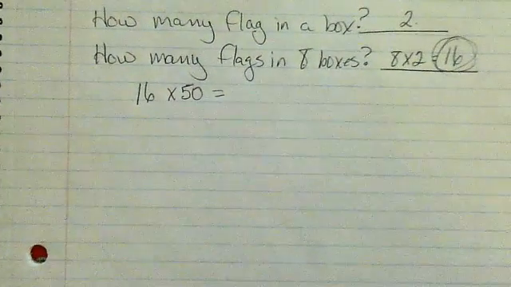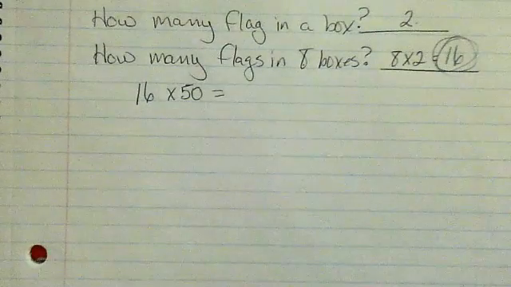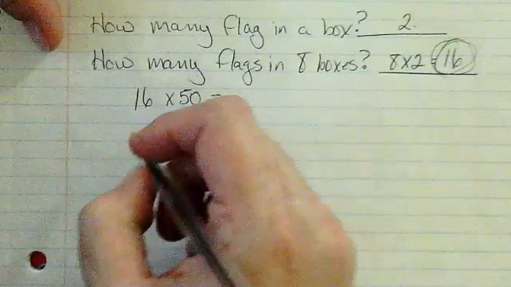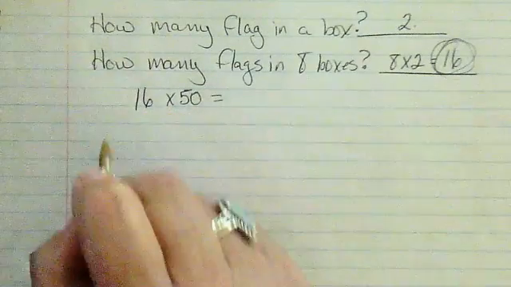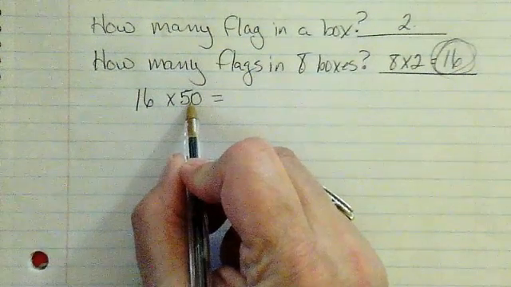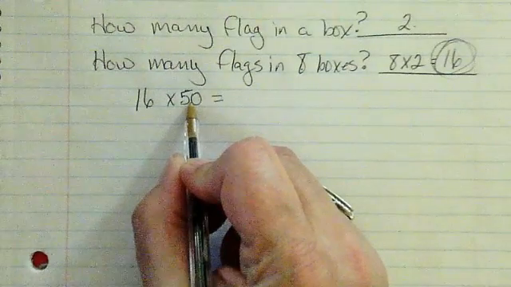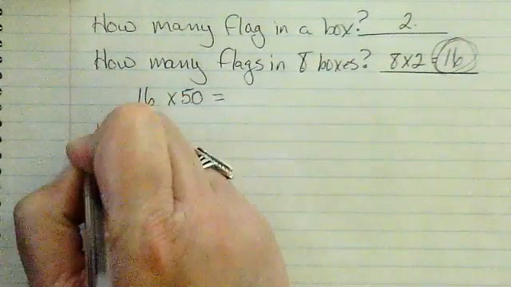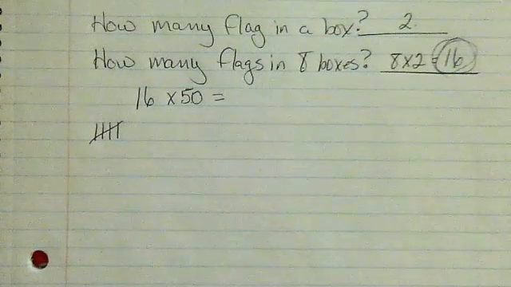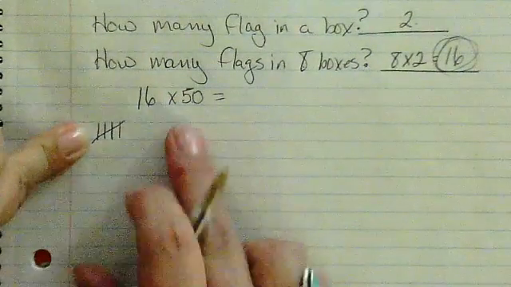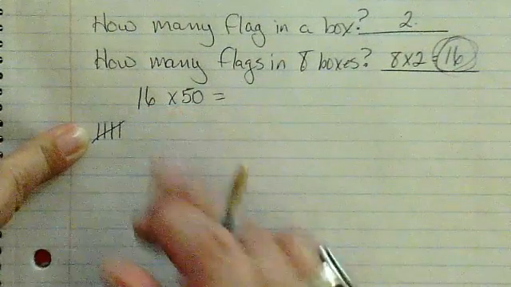So the next portion says draw a model. 16 times 50. That's a lot, but we're going to do it. The first thing I could do is break this into 5 tens. We learned that with the distributive property. So 1, 2, 3, 4, 5. Yes, 5 tens. That's 50, and I need to do that 16 times.